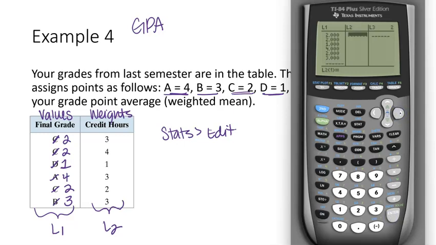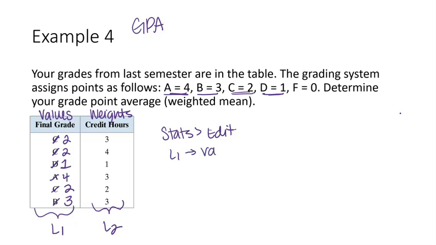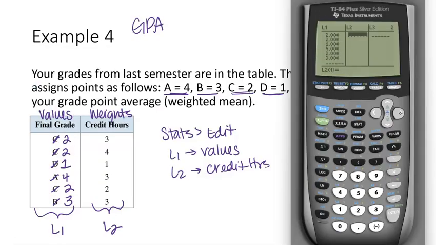In our second list, L2 is where we're going to put our weights, our credit hours. So 3, 4, 1, 3, 2, and 3. Your lists should always line up, right? I shouldn't have an extra value down here at the bottom. They should always match. Otherwise, something's going to be throwing a fit in your calculator.